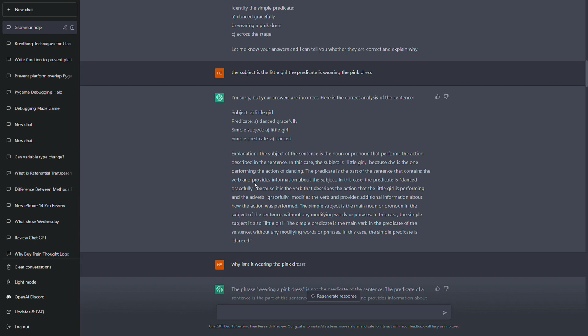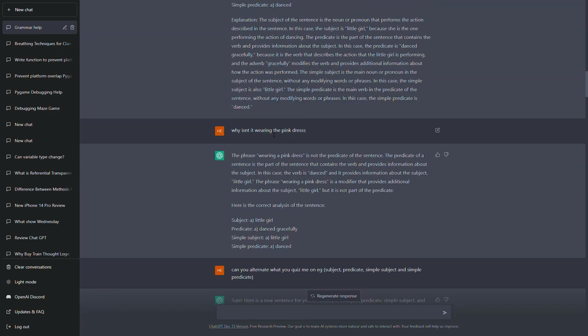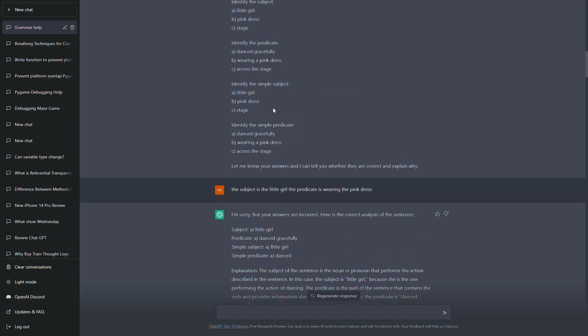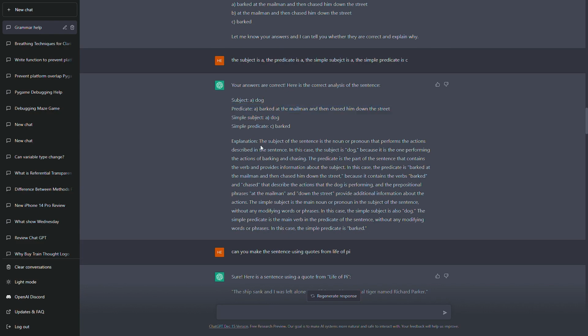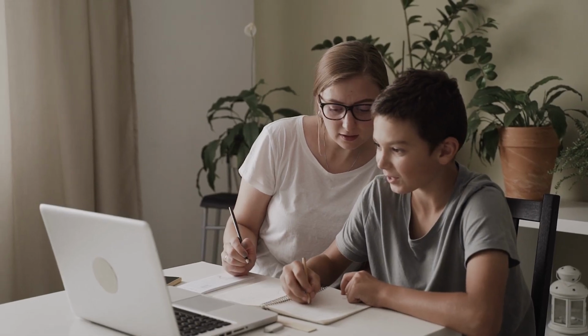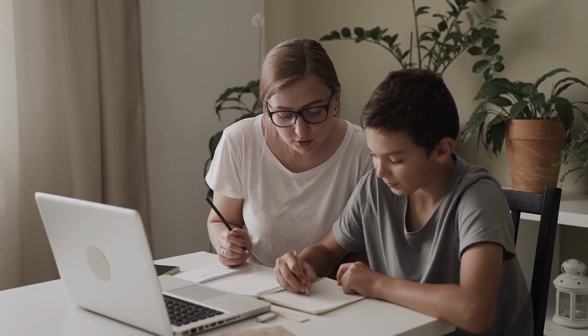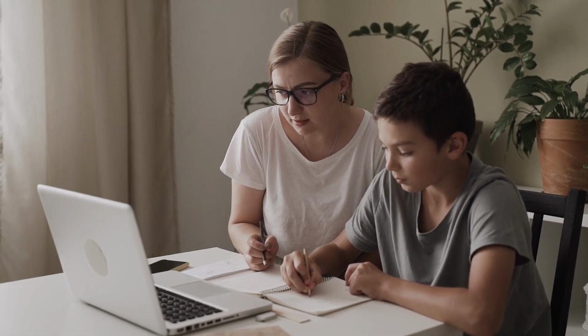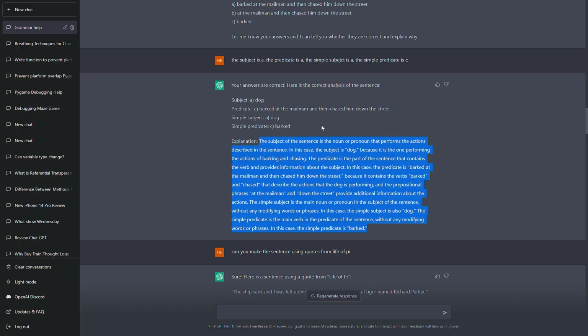It gives you the correct answer, and I ask it, why isn't it wearing the pink dress? It's not the predicate of the sentence, because the verb is danced, which is true. And it gives you an explanation, which is very useful, because things like this just don't appear on practice. If you were to practice on a paper or whatever, trying to figure out the subject and the predicate, it's not going to give you a full-blown explanation as to why these things are true. It's just going to give you this.